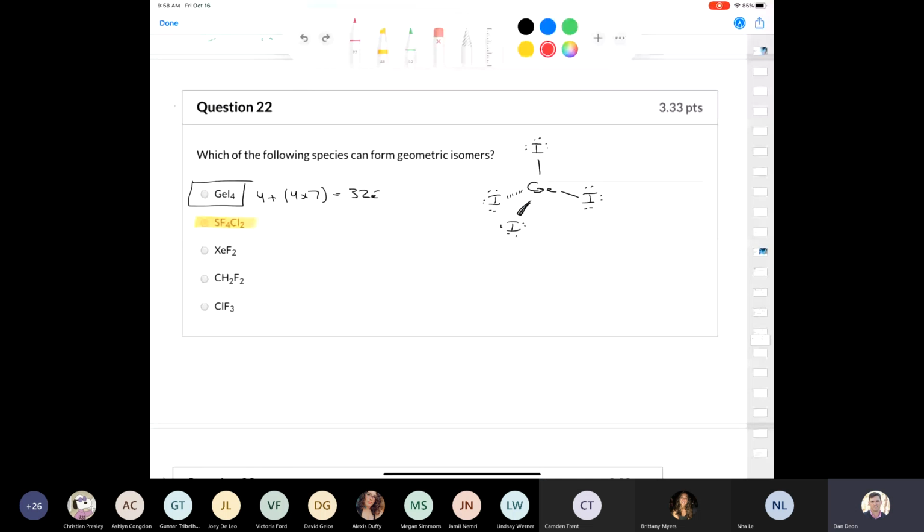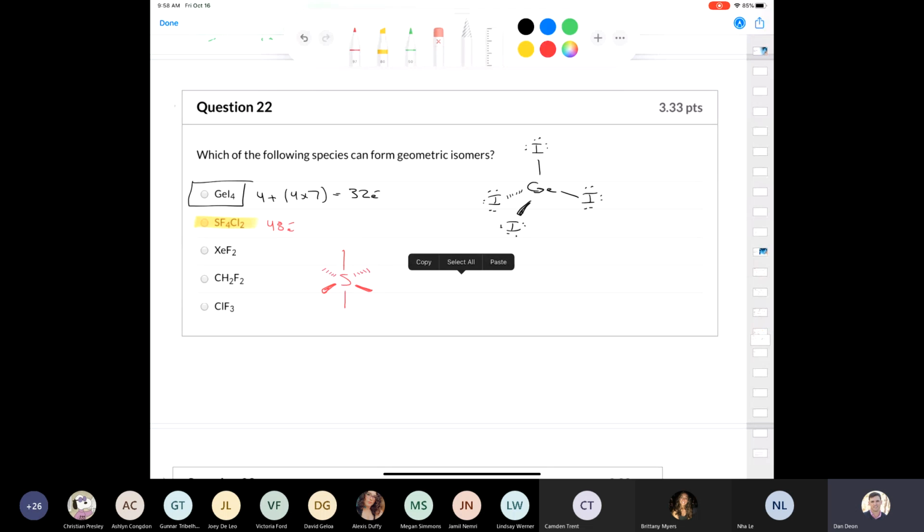Okay, let's look at SF4Cl2. Now in SF4Cl2, I have a total of 7 times 6 from my halogens. 7 times 6 gives me 42, plus 6 electrons from the sulfur. So I have a total of 48 valence electrons. Sulfur is going to be my central atom, and it's going to have 6 regions of electron density, and so it's going to adopt an octahedral molecular geometry.